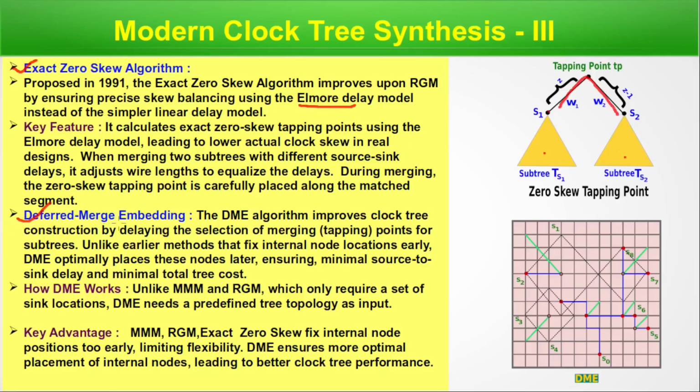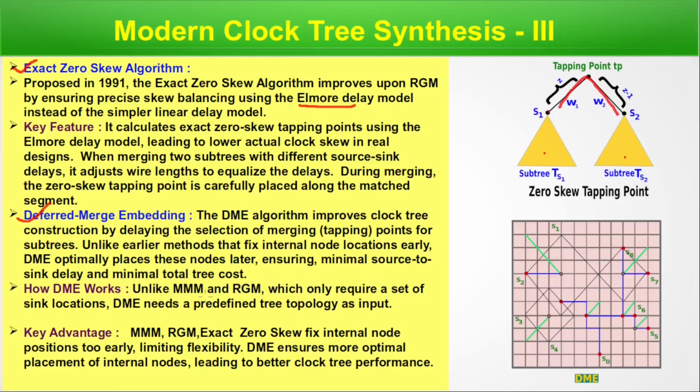And another method is deferred merge embedding. The DME algorithm improves clock tree construction by delaying the selection of merging or tapping points for subtrees. Unlike earlier methods that fix internal node locations early, DME optimally places these nodes later, ensuring minimal source to sink delay and minimal total tree cost.